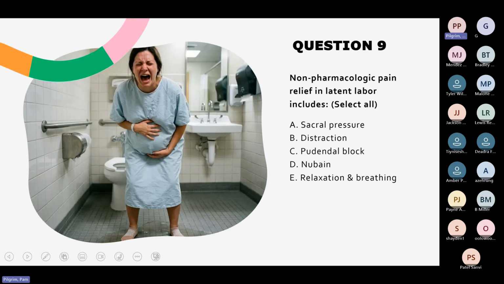Question 9. Non-pharmacologic pain relief in latent labor includes what? Select all that apply. Non-pharmacologic.